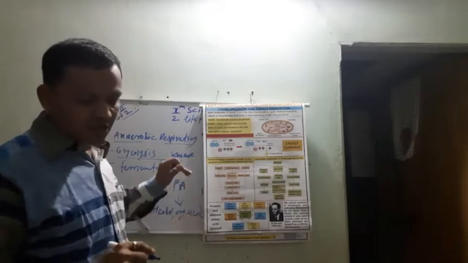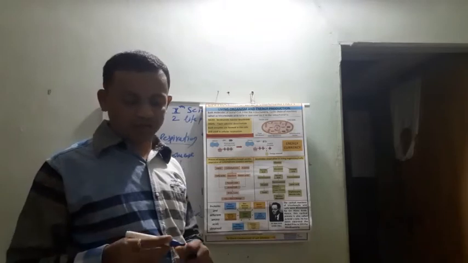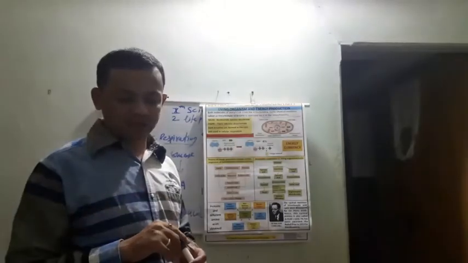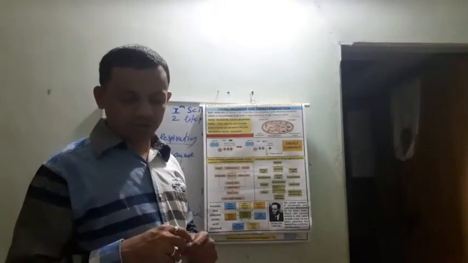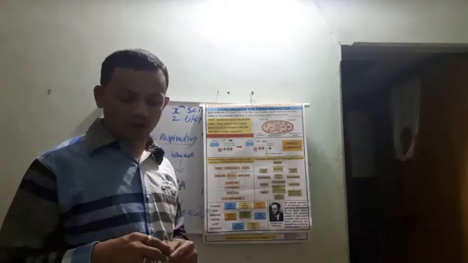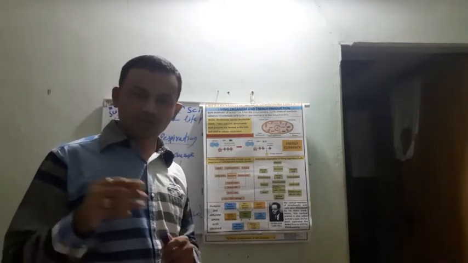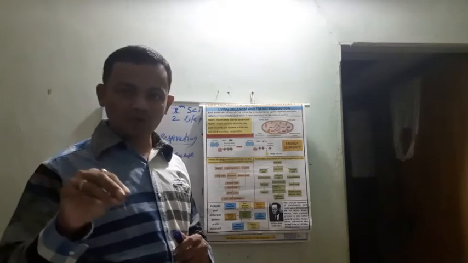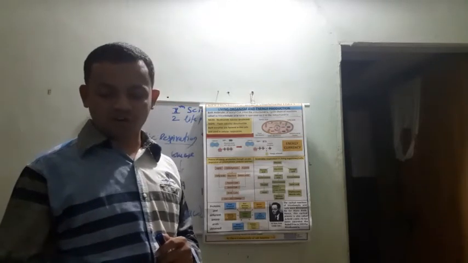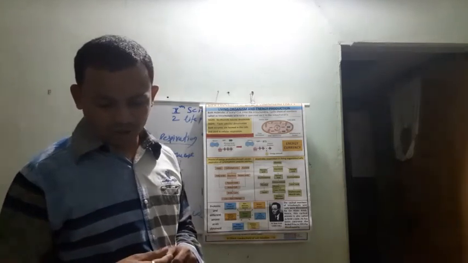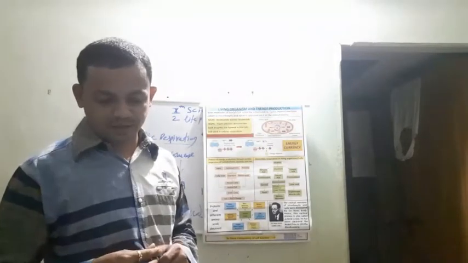This pyruvic acid is converted into organic acids or alcohols by the process which is called fermentation. So by the process of fermentation, this pyruvic acid which was produced in glycolysis is converted into organic acids or alcohol, that is ethanol or ethyl alcohol, and this process is aided by some enzymes of microorganisms, because this fermentation process is done by microorganisms like yeast or bacteria.